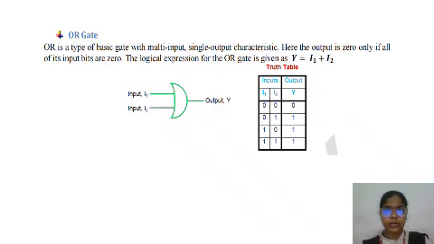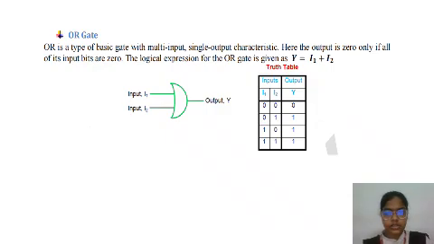Here the output is 0 only if all of its input bits are 0. The logical expression for the OR gate is given as y = I1 + I2. I1 and I2 are the inputs and y is the output. Here we can show the diagram as in the figure. Here I1 and I2 are the inputs and y is the output.